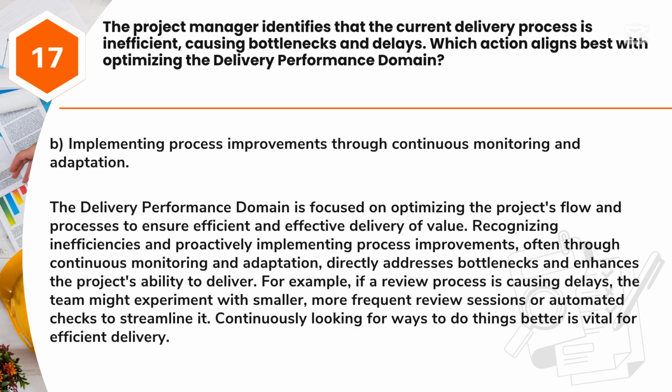Answer: B. Implementing process improvements through continuous monitoring and adaptation. The delivery performance domain is focused on optimizing the project's flow and processes to ensure efficient and effective delivery of value. Recognizing inefficiencies and proactively implementing process improvements, often through continuous monitoring and adaptation, directly addresses bottlenecks and enhances the project's ability to deliver. For example, if a review process is causing delays, the team might experiment with smaller, more frequent review sessions or automated checks to streamline it. Continuously looking for ways to do things better is vital for efficient delivery.